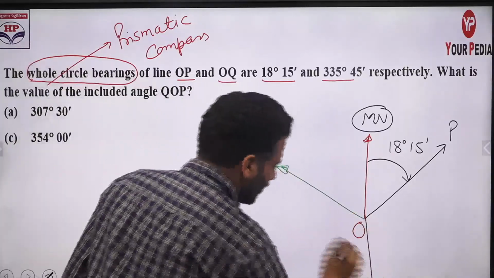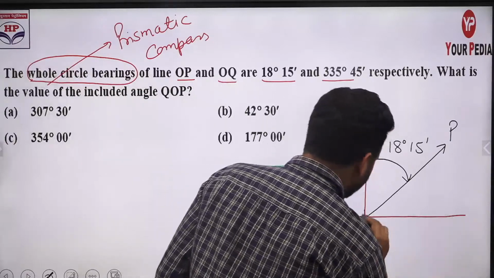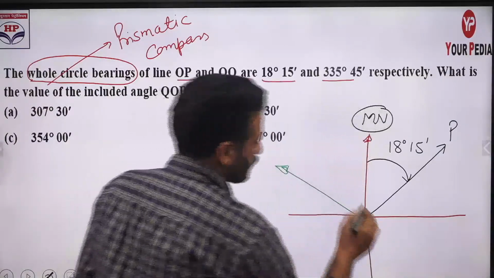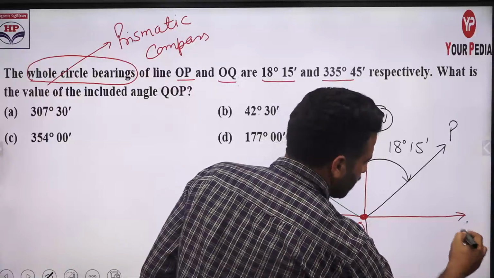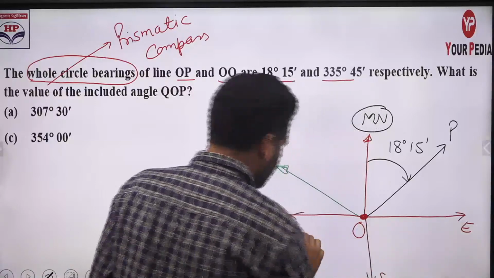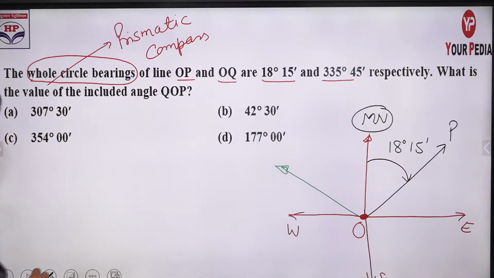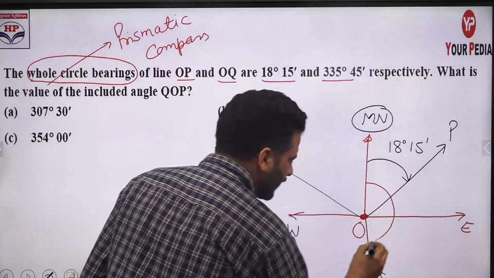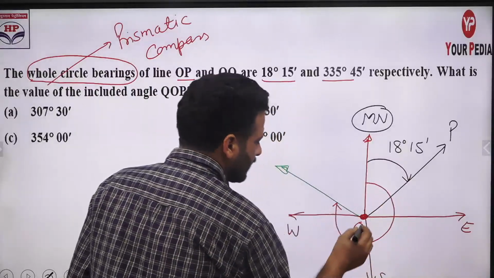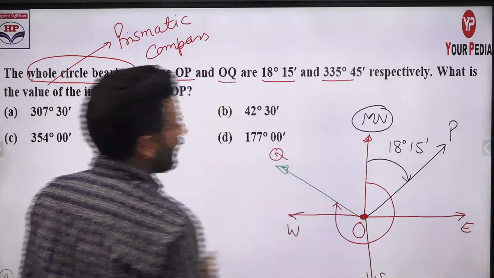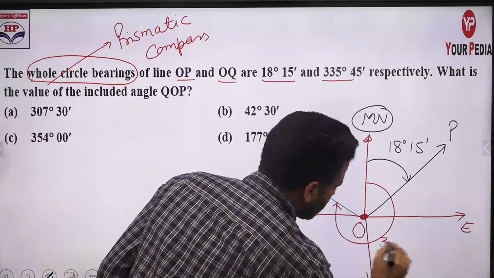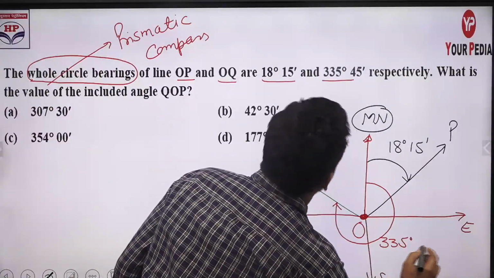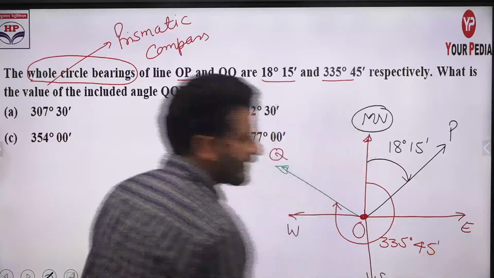So like this one you can draw. If you are finding difficulty, you can draw like this one. So this is your north, south, east, west. Okay guys, so whole circle bearing, just draw the angle in clockwise direction from north up to the line. This point is O, let this be Q, and this angle is given to us: 335 degree 45 minutes.